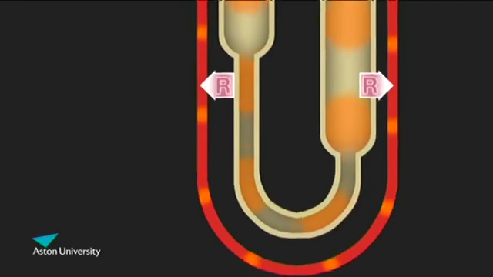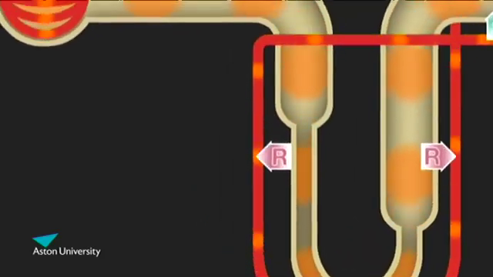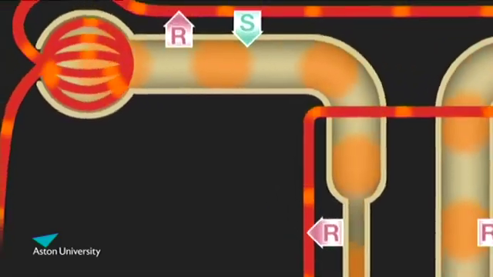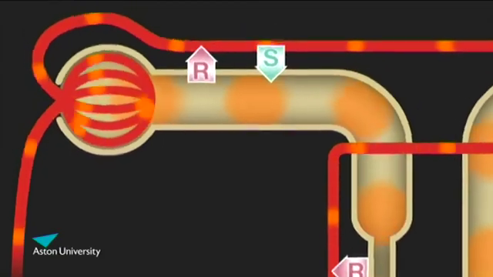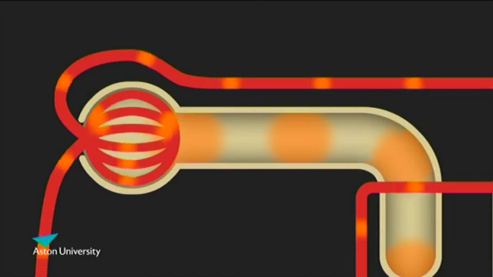99% of the filtrate is reabsorbed through a mixture of passive diffusion down an osmotic or concentration gradient and active transport by pumping against a concentration gradient. The kidneys can conserve water.